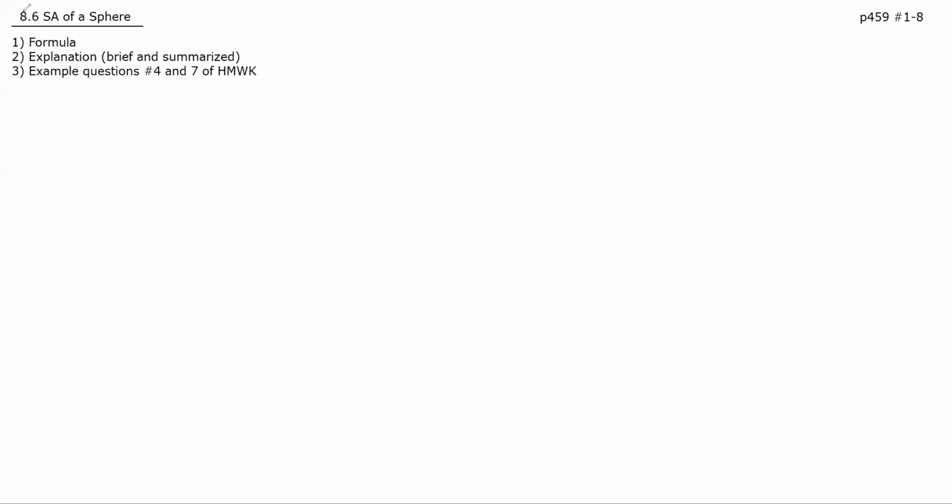This video is going to cover chapter 8.6 in the textbook, and that is surface area of a sphere. The order I'm going to go through it is give you the formula as is, and just as before, I'm going to give you a brief and summarized explanation of how we get to that formula. For those of you who are not interested in that and just want to see it in action, you can, as usual, use a timestamp and jump to number 3.